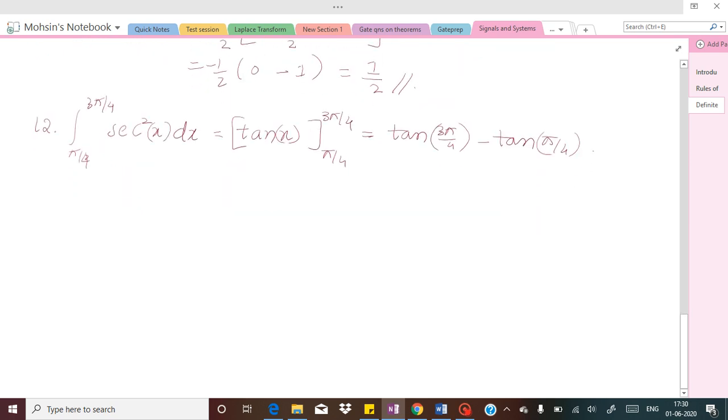Okay, so we know that tan is negative in the second quadrant, therefore tan of 3 pi by 4 is going to be minus 1. Okay, so tan of 135 degrees is minus 1 and tan of 45 degrees is plus 1, so minus of plus 1 here. So totally we are going to get minus 1 minus 1, it is going to be minus 2.